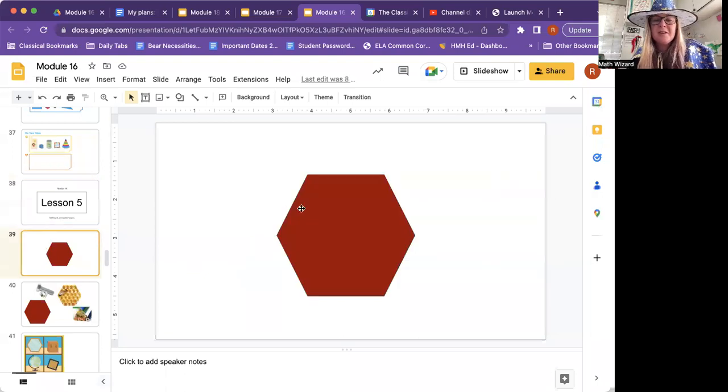All right, here is a hexagon. Let's count. 1, 2, 3, 4, 5, 6 sides. Now, if a square has 4 equal sides and 4 corners, and a triangle has 3 sides and 3 corners, and a rectangle has 4 sides and 4 corners, if a hexagon has 6 sides, how many corners do you think it's going to have? How many vertices do you think it's going to have?